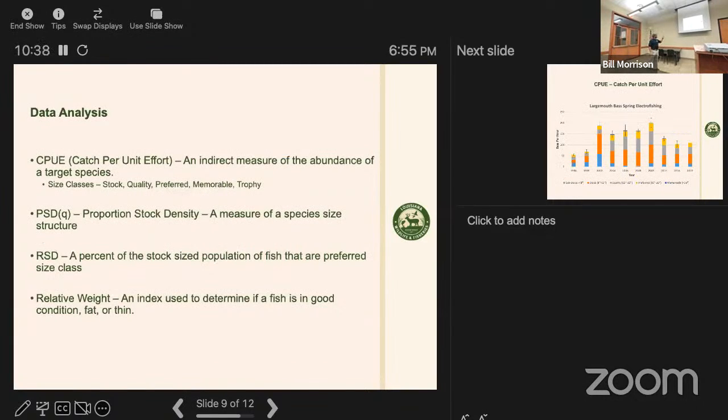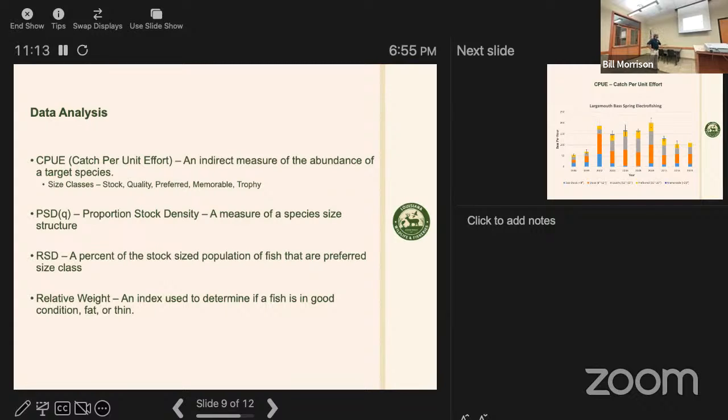All right, our data analysis. That CPUE, catch per unit effort, gives us an idea of the change in population density. So catch per unit effort is, say, like I was talking about the electrofishing, we shocked for 1 hour and caught 50 fish. That would be 50 fish per hour. The unit effort is the time. So if you put out a net for 48 hours and you caught 48 fish, that would be 1 fish per hour. That's pretty obvious.